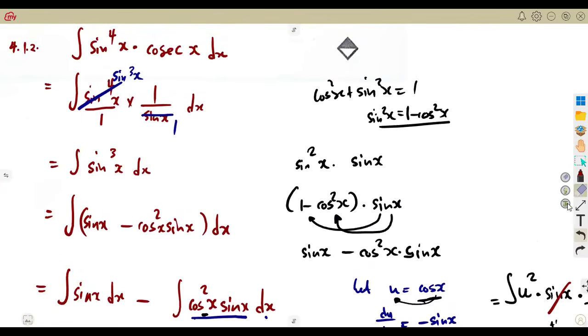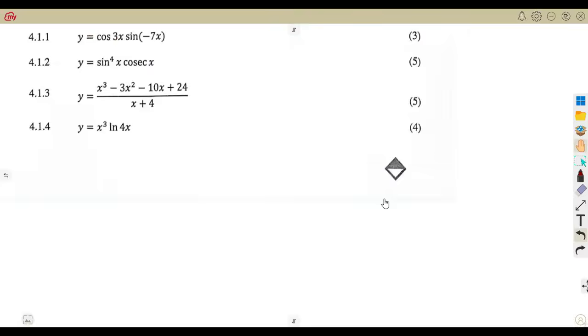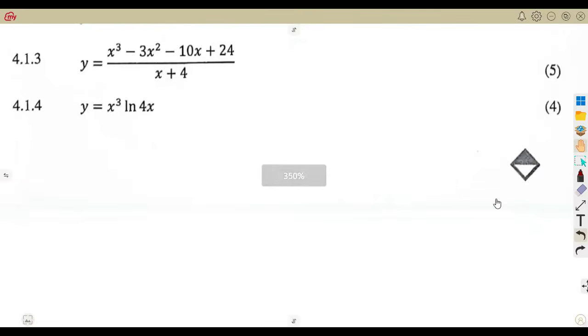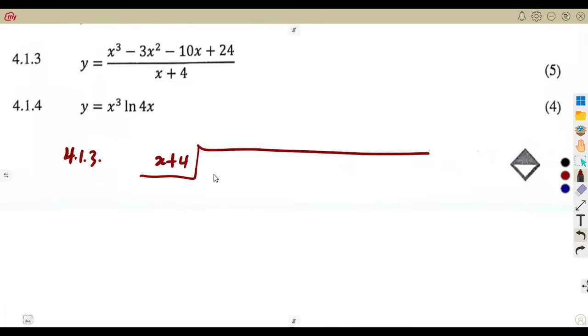That was our 4.12. 4.13 is part of our long division. Remember there we've got an improper fraction. The denominator is actually smaller in terms of the exponent compared to the numerator. So you're going to apply long division. That is x plus 4 into the numerator, x cubed minus 3x squared minus 10x plus 24. Let's divide.